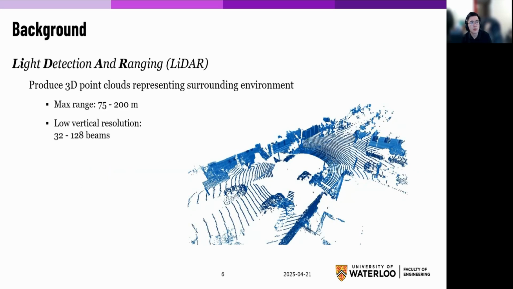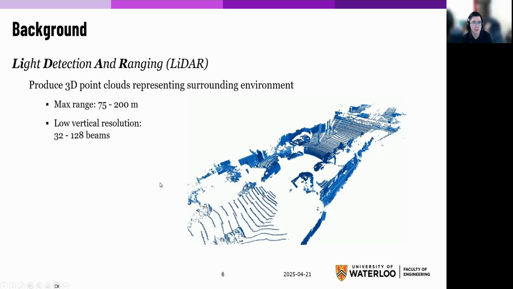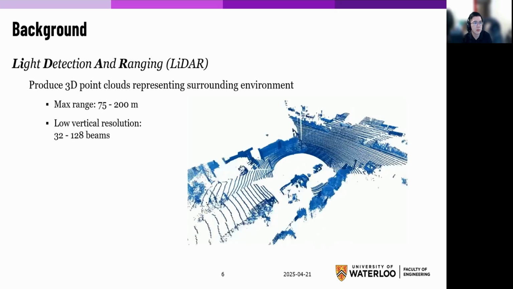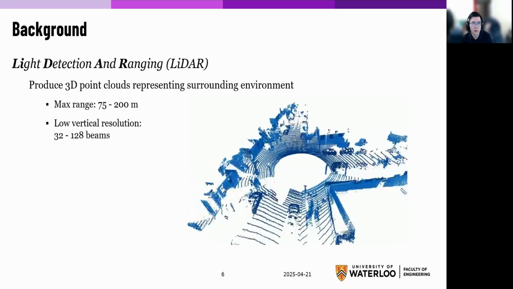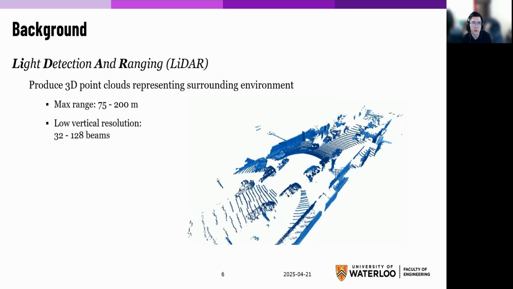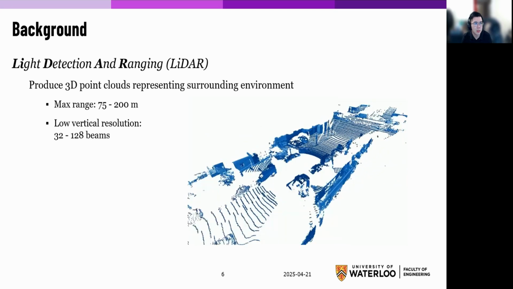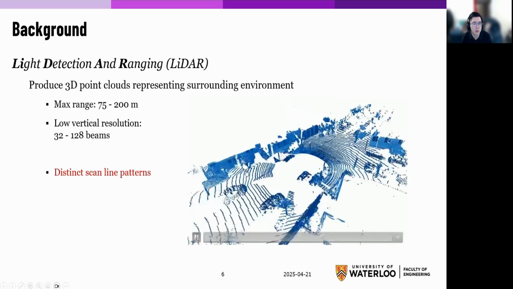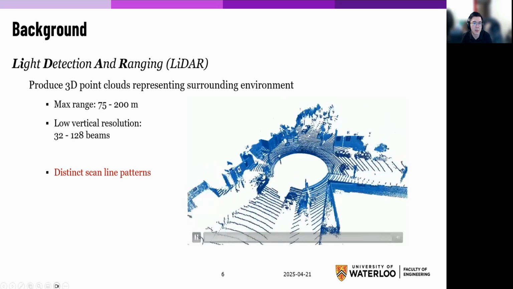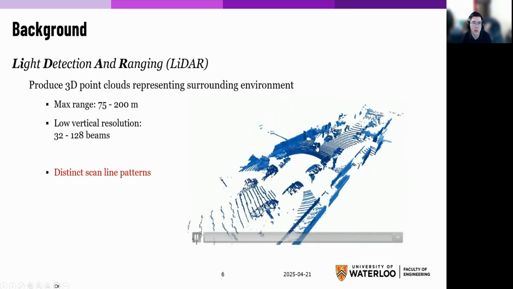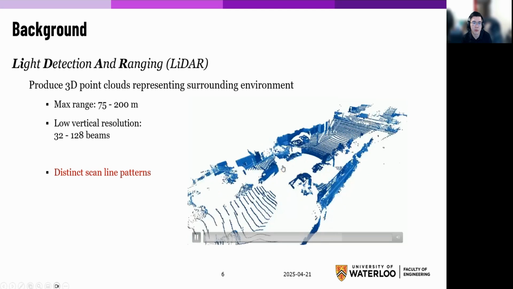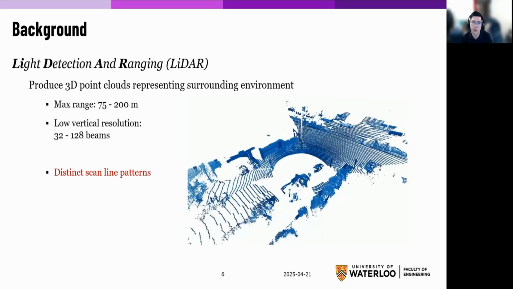A LiDAR sensor is going to produce 3D point clouds representing the surrounding environments, like the example shown here. Typically for autonomous driving application, it has a max range ranging from 75 to 200 meters, but it has a very low vertical resolutions, ranging from 32 to 128 beams. And as a result, you're going to see some scan line patterns on the ground from a LiDAR scan, 360-degree LiDAR scan from the autonomous driving vehicles.